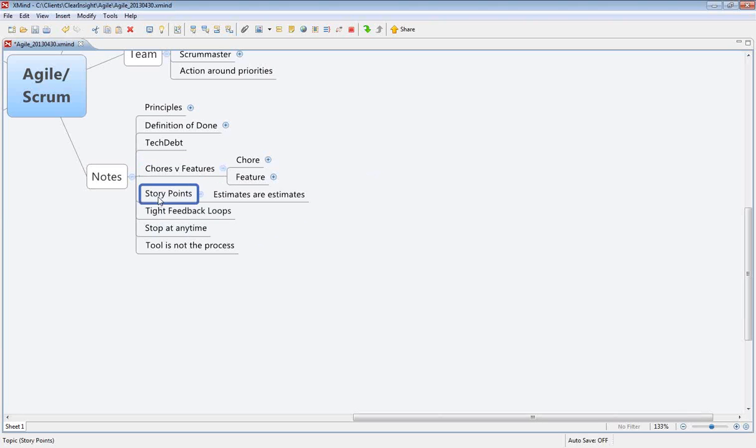Now, story points, and now at this point just think about it as a way to do estimation. We'll get into that more later on. And feedback is something that these last three really tie in together.